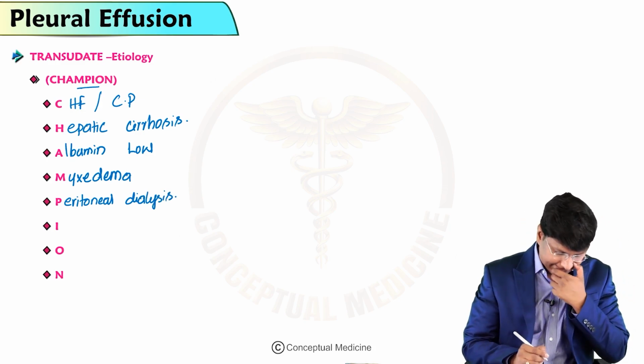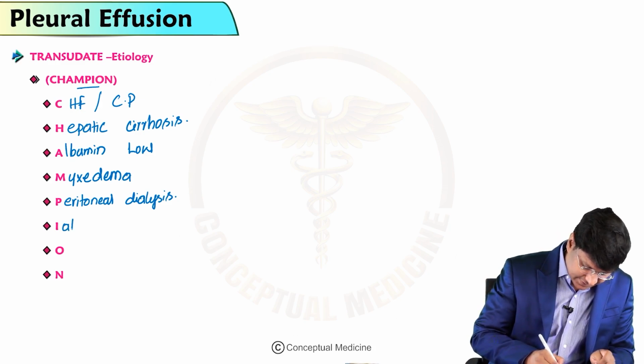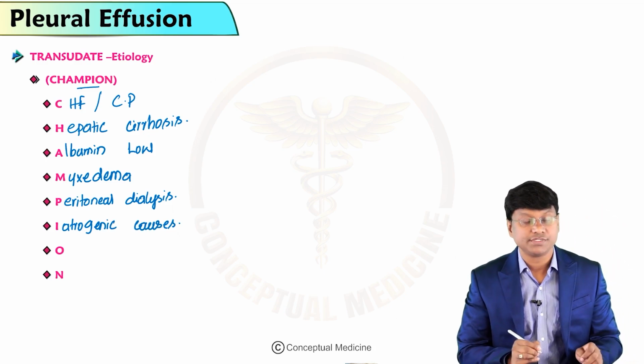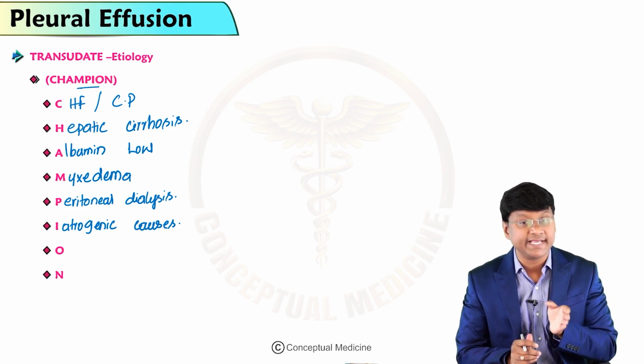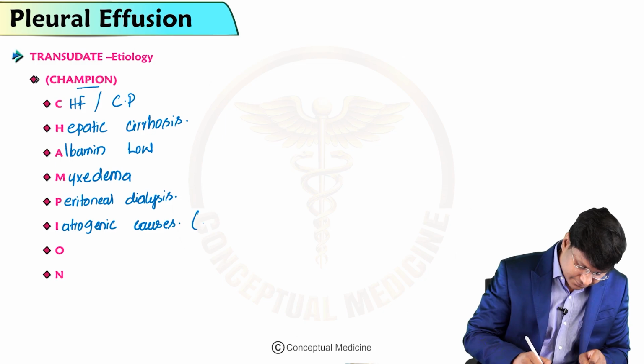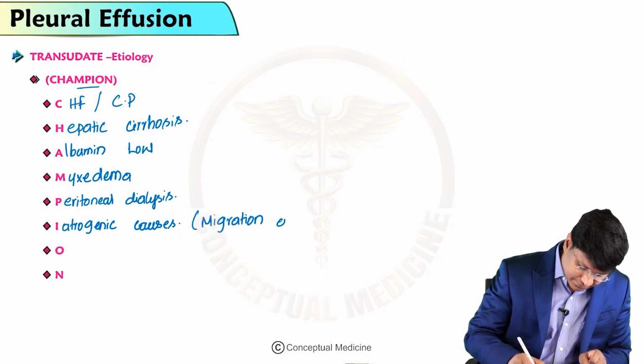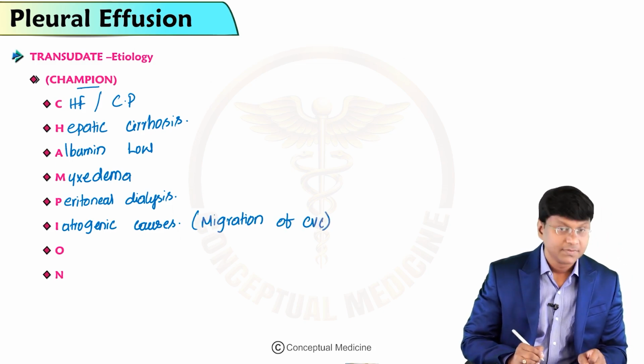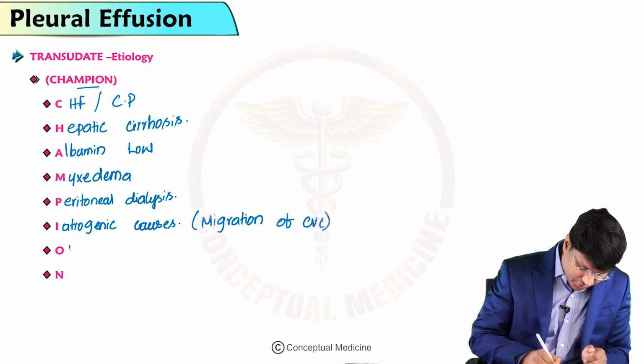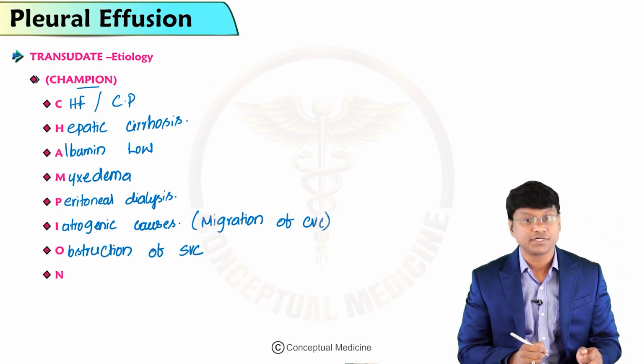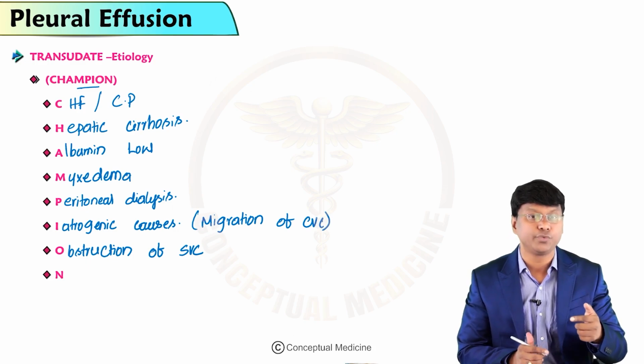The word I stands for iatrogenic causes. What are those iatrogenic causes? That is extravascular migration of central venous catheter. The word O stands for obstruction of superior vena cava, or obstructive uropathy.